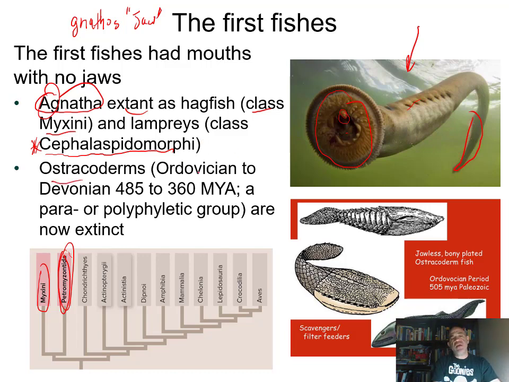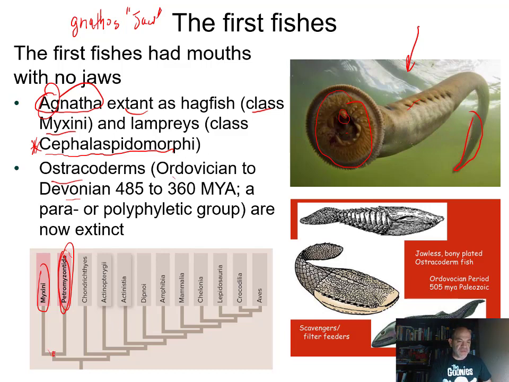The Ostracoderms are found in the Ordovician and into the Devonian, from 485 to 360 million years ago. And this group is now extinct, and I got some pictures of what they look like. Ostracoderms means bony skin, but they don't have jaws. In some cases they were scavengers, and many were not very big to begin with. But you can see this line of jawless fish.